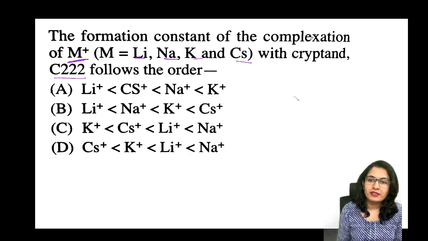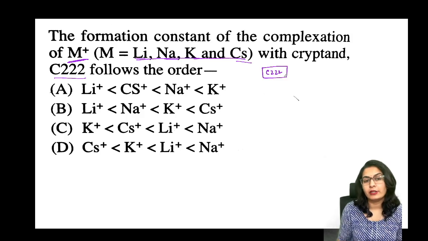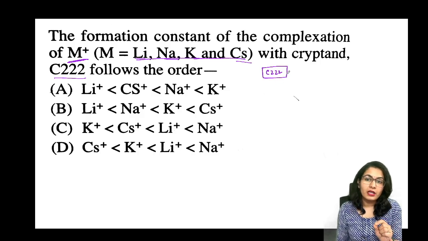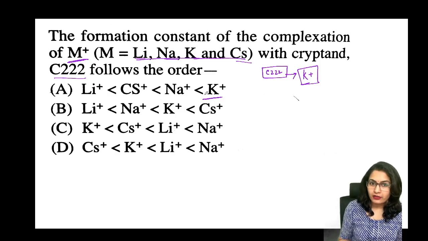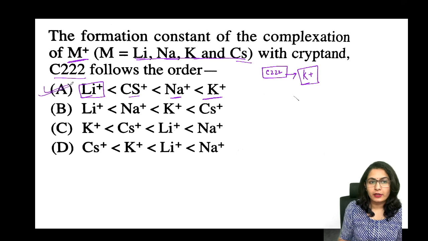The formation constant of the complexation of M plus, all these alkali metal elements, with cryptand C222 follows the order. So you know about the cavity size, you have just seen the table. You're not supposed to remember each of these values, but just remember C222 fits K plus the best because it is the best size according to it. So K plus is going to attach better, then sodium, then cesium, and lithium plus is very small. It will pass right through it. So this is going to be the correct answer.